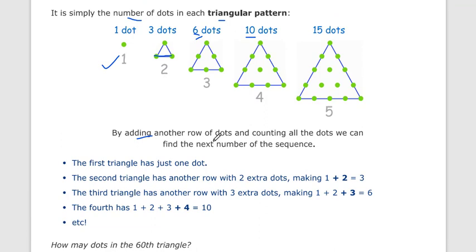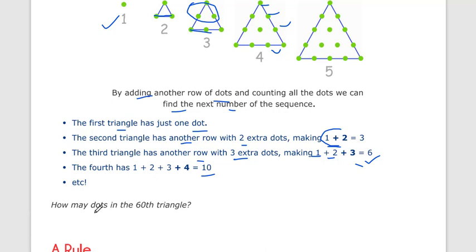By adding another row of dots and counting all the dots, we can find the next number of the sequence. Here we have already discussed it. The first triangle has one dot, the second triangle has another row with two extra dots, so 1 plus 2. The third triangle has another row with three extra dots, so 1 plus 2 plus 3 is equal to 6. Then the fourth has 1 plus 2 plus 3 plus 4, which is 10.